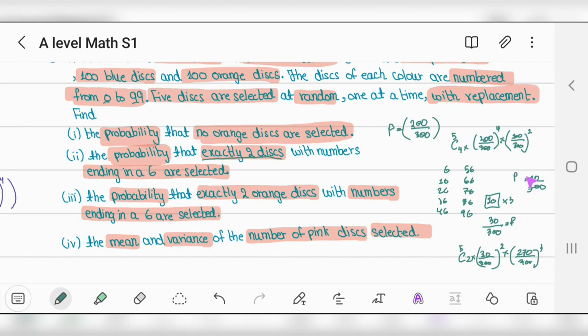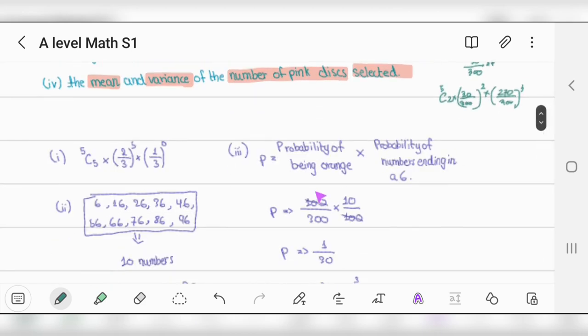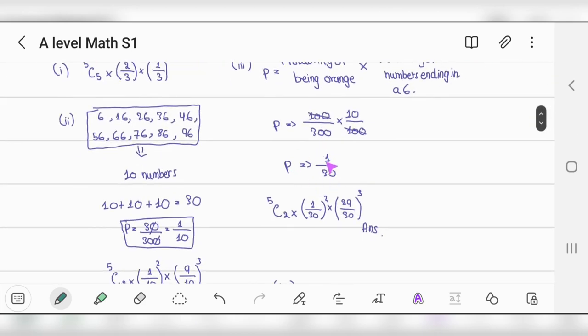Okay, so this is the answer, 10 upon 300, which means 10 orange disks which have a number ending in 6 are selected, and this is the probability of success. And then we're just going to do 5C2 multiplied by 1 upon 30 to the power 2, multiplied by Q, which is 1 minus P, to the power 3, and you get the answer. I've done this differently, but we get the same answer, and after cancelling out, you got 1 upon 30, the same thing.